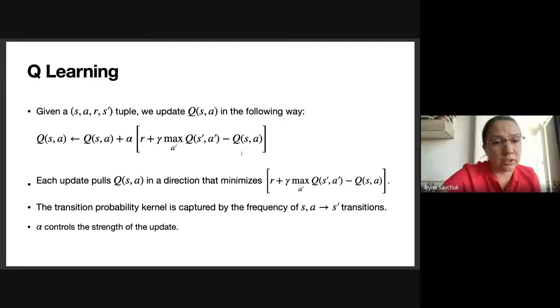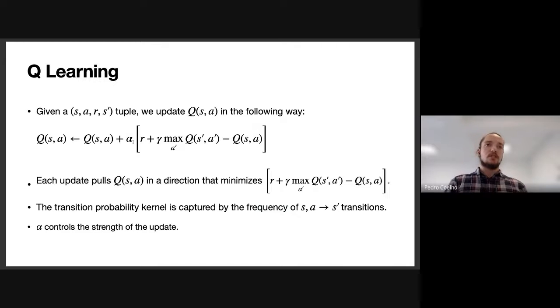And what is alpha here? Okay, so alpha is basically the learning rate. If I just say it's the learning rate, it's easy for you to understand. It basically just controls the strength of the update.